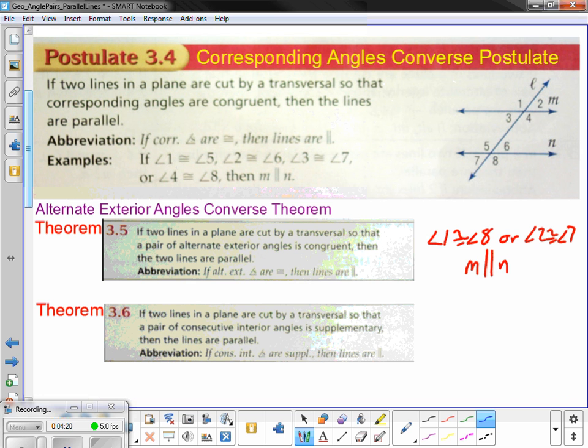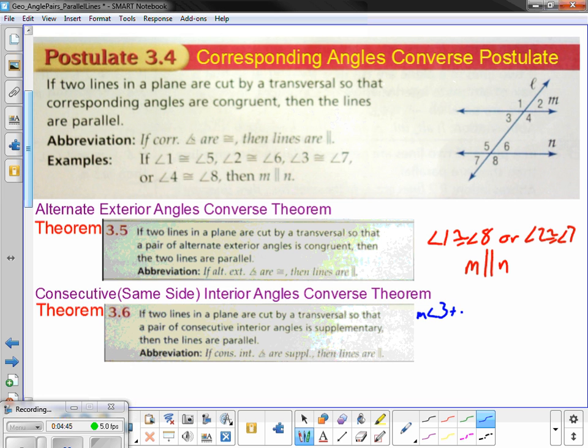And then we've got theorem 3.6. If two lines in a plane are cut by a transversal so that a pair of consecutive interior angles is supplementary, then the lines are parallel. Again, I'm ending with parallel lines and starting with angles, so it's a converse. We can call this the consecutive interior angles or same side angles converse theorem, whichever you want to use. It says if the measure of angle 3 plus the measure of angle 5 equals 180, or if the measure of angle 4 plus the measure of angle 6 equals 180, then M is parallel to N. It just takes one of those things to happen.